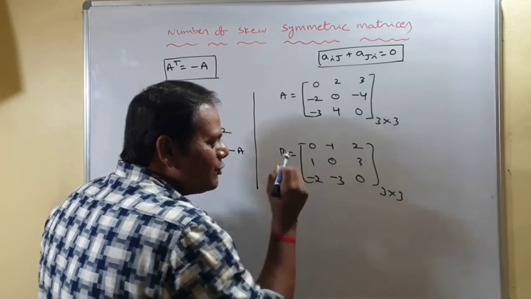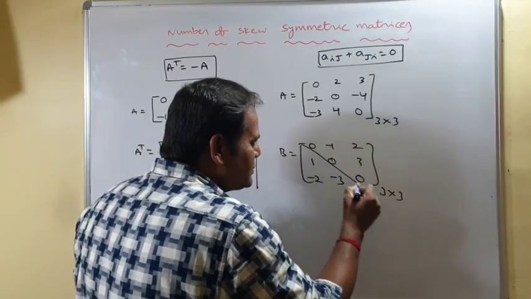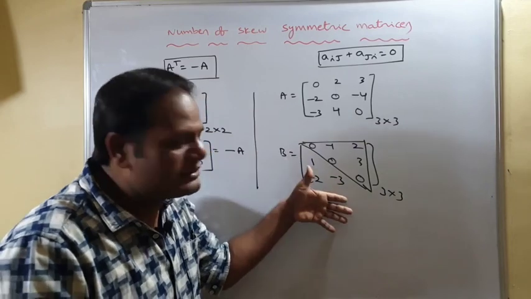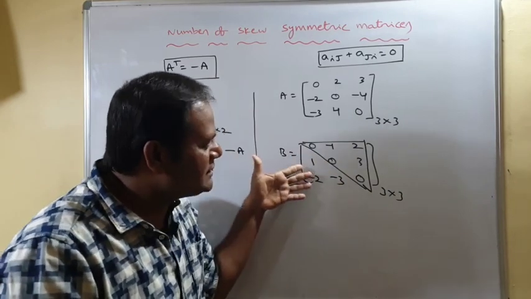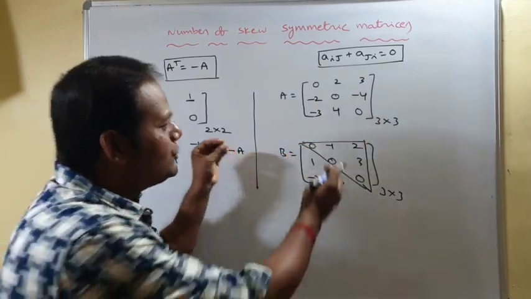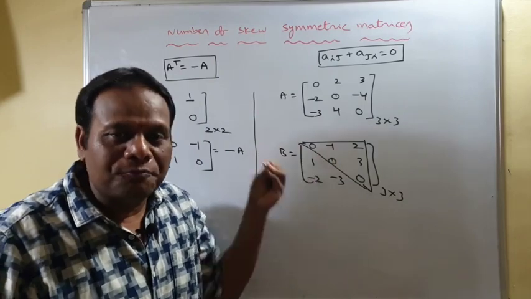So my dear students, you observe that first I filled this portion, then automatically I get this. I mean, these 3 places depend on this portion. So using this logic, we can form skew symmetric matrices.